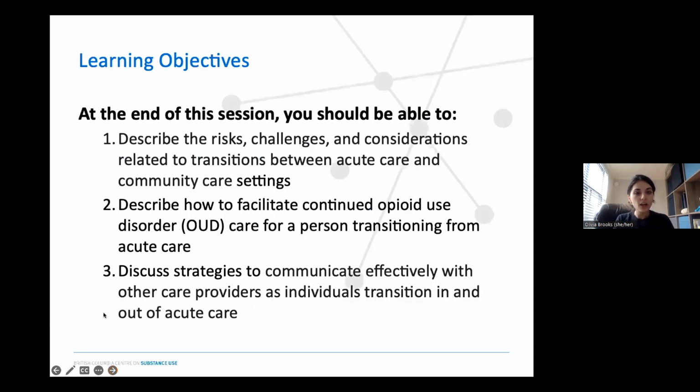All right, so today we're going to talk about challenges and considerations when transitioning from community environments to other environments, inpatient, corrections, bed-based treatment, and how we can best facilitate smooth transitions of care and good communication between all of these different care settings.